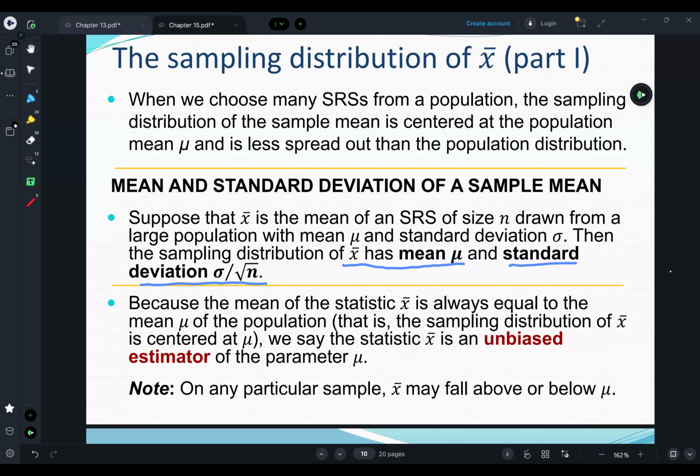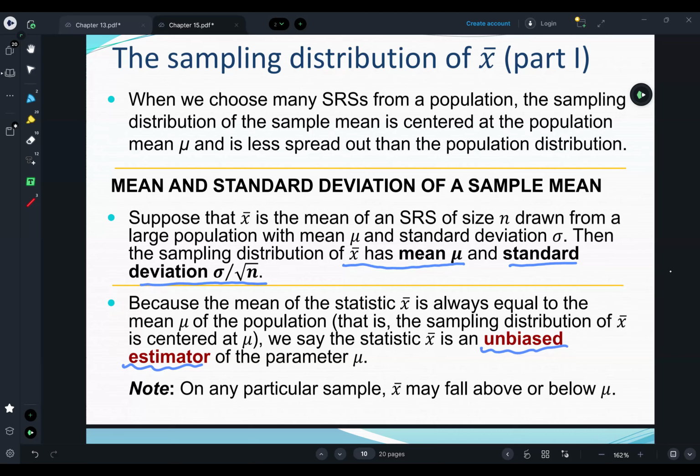So all possible samples of, say, size 30. And because the mean of the statistic X bar is always equal to the mean mu of the population, it's always centered at mu. We say the statistic is unbiased. There's more to that in a much more advanced mathematical proof, but just take my word when I say it is an unbiased estimator. It's an unbiased estimator because it equals mu. And because it equals and we have the proofs in the theory, then we can trust it. It works. You can trust the result.